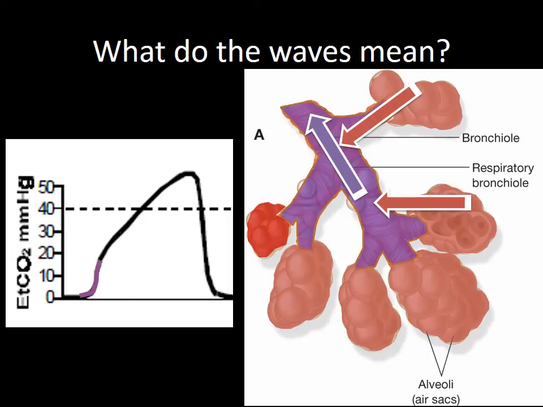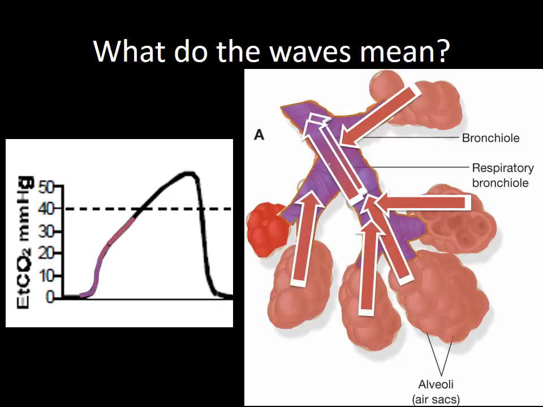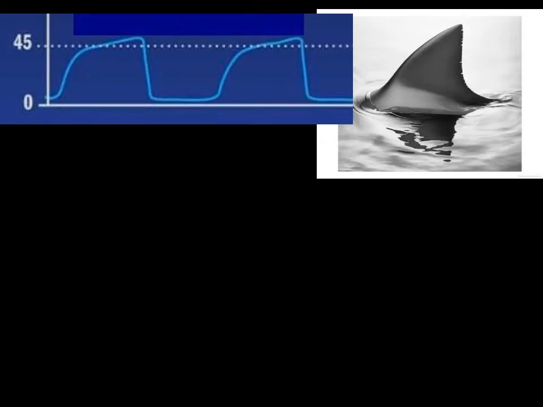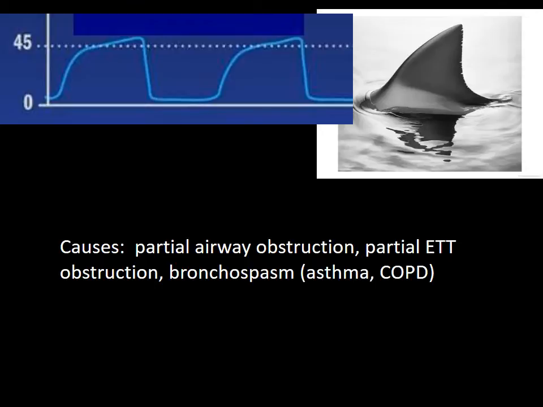So we have a little bit of gas mixing. That's why we have this small plateau. So it takes longer for this carbon dioxide to get out of the alveoli. So we end up having this slant now, as we have slower carbon dioxide getting out of the alveoli because of all that clamped bronchioles. So that's what the shark fin means: partial obstruction, ET tube obstruction, or bronchospasms.